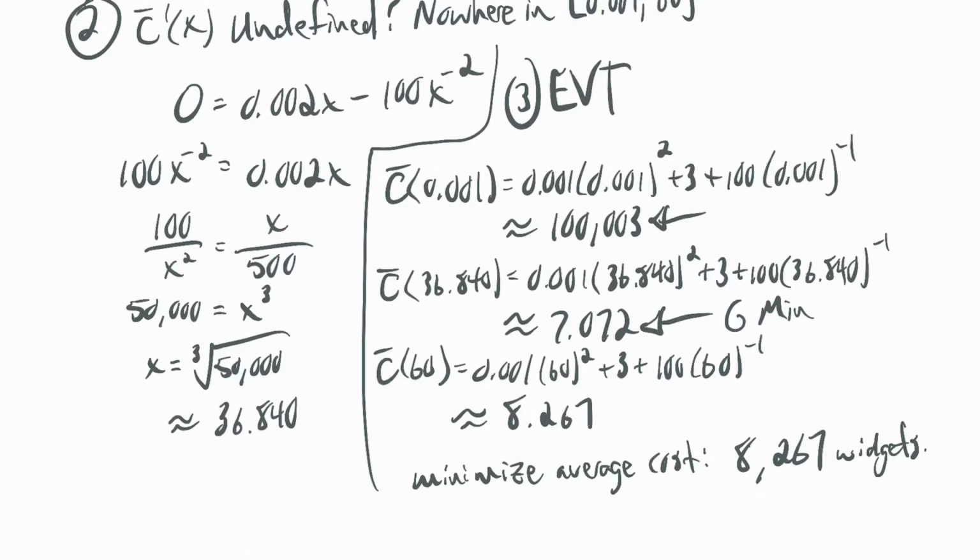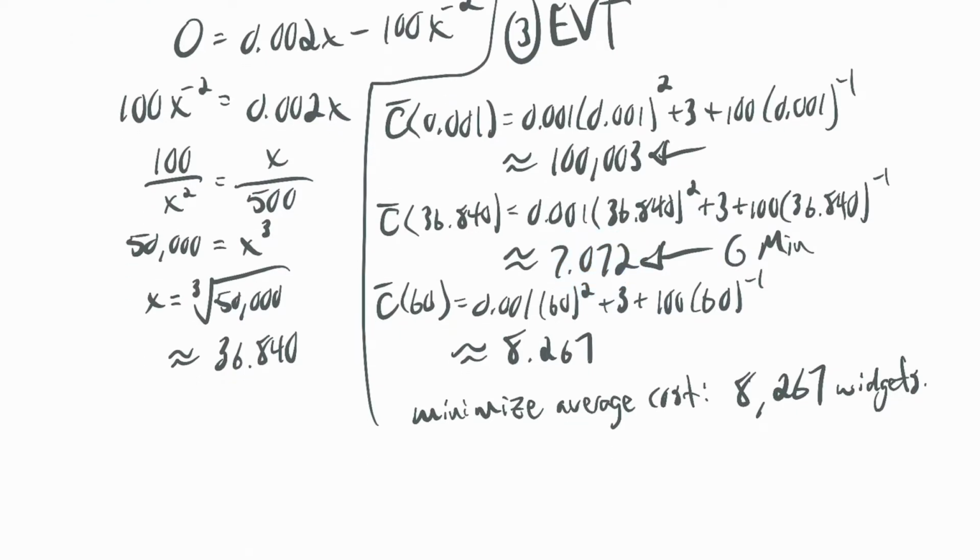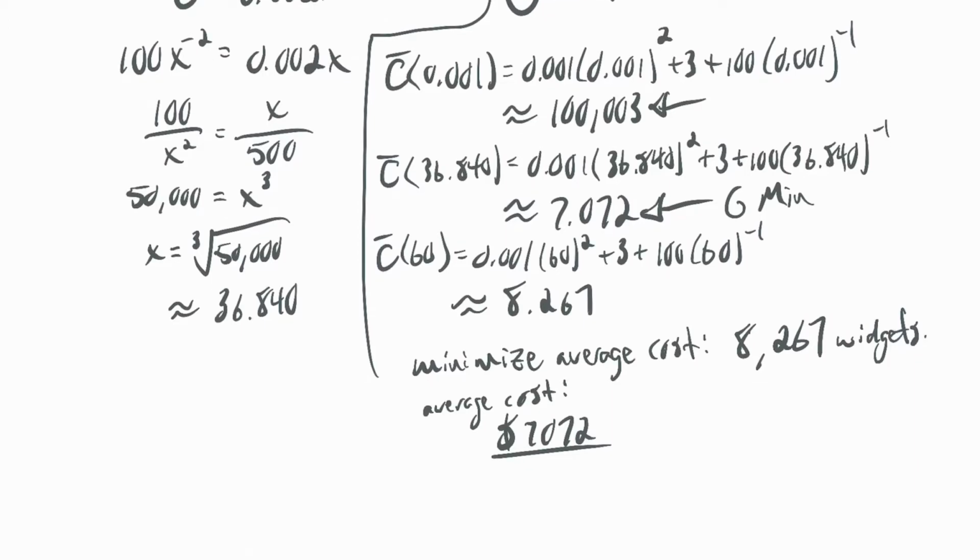It might want to know, well, what is the minimum average cost? What's that amount? So that's going to be this. This is in thousands of US dollars per 1,000 widgets, right? So the average cost would be $7,072. I didn't keep the cents, but that's okay. Per 1,000 widgets.